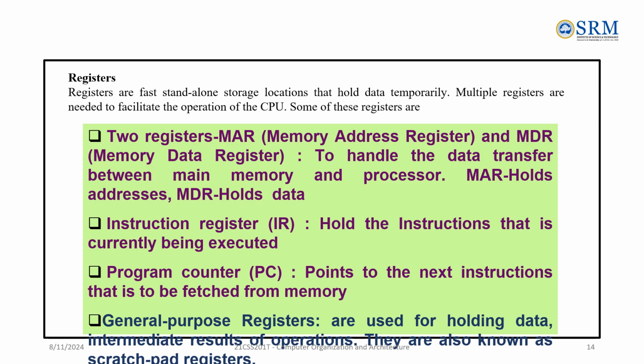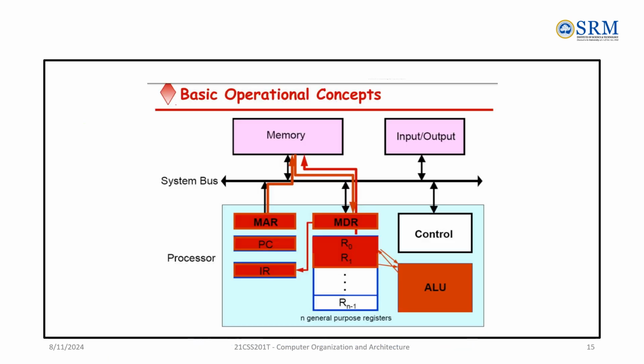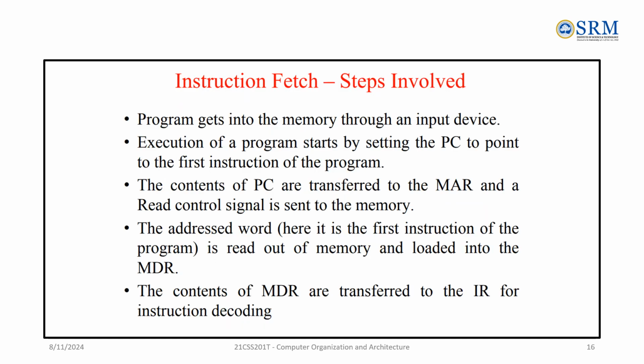So this is what it is, which I told you just now. So let's see how data transfer takes place. The program gets into the memory through an input device. Basically, for the program to get operated, first the starting address of the instruction has to be told. This is told by the processor. So what the processor does is it places the starting address in the program counter.